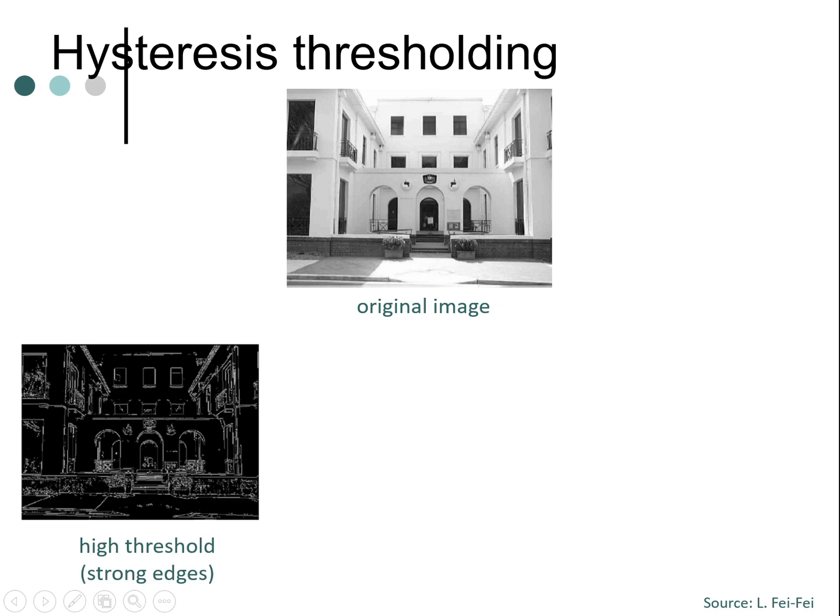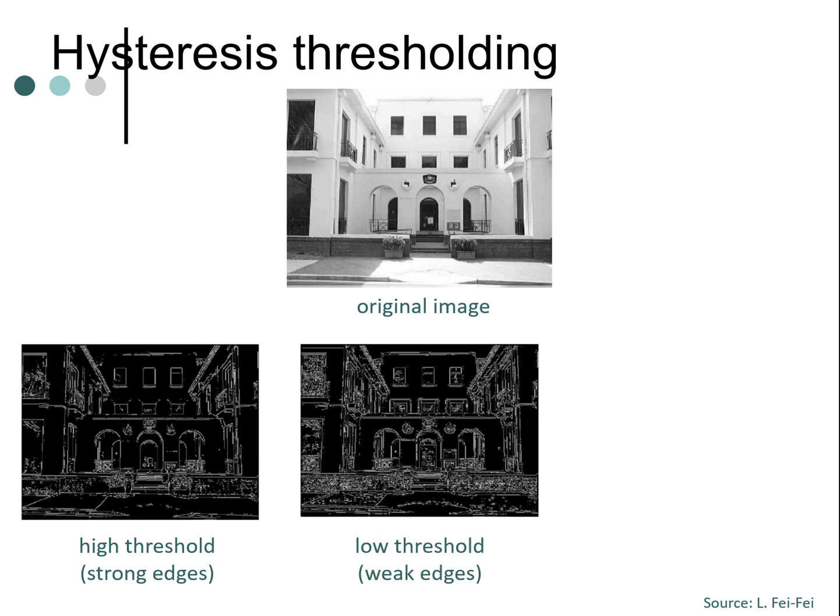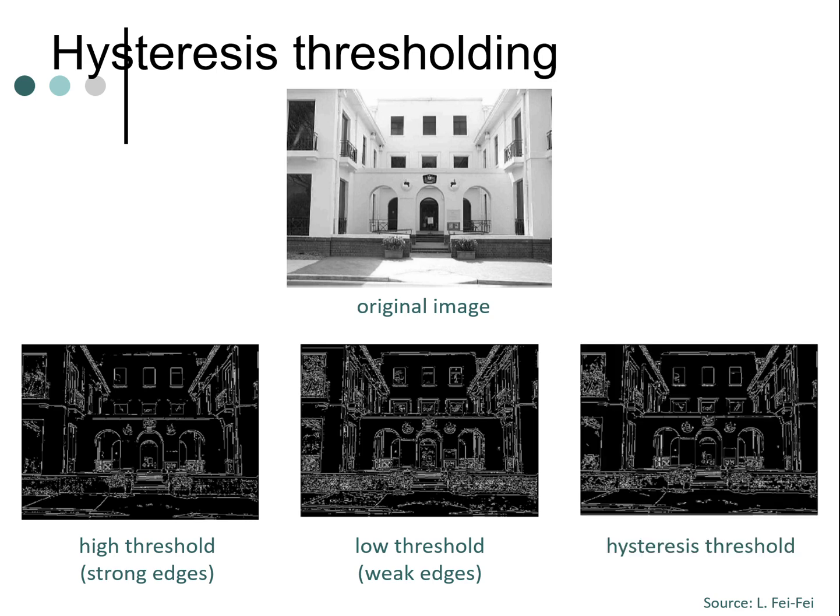This is the original image. This has a high threshold, where strong edges are displayed. This has a low threshold. Even the minute edges of this particular house image are shown here. This has a hysteresis threshold. Hysteresis is the combination of both. It has both the high threshold and low threshold, strong and weak edges, and the information here is sufficient for processing the edge detection algorithms.